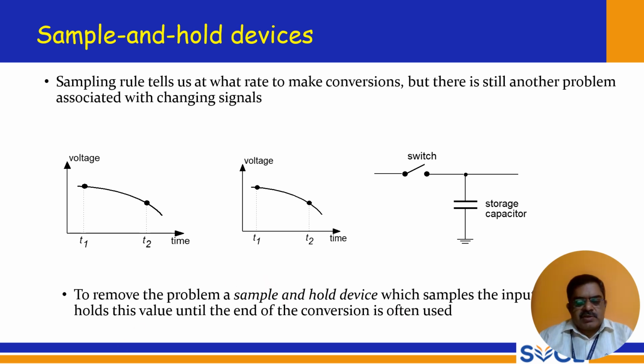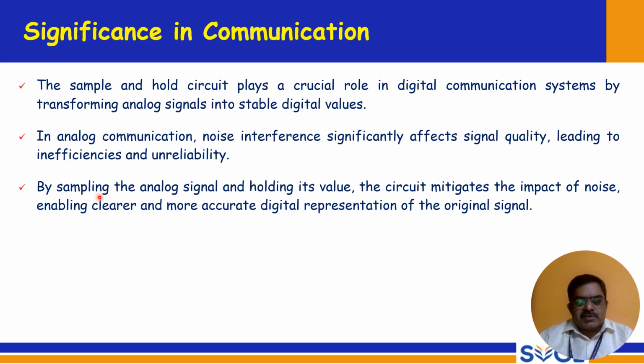Next is its significance in communication. The sample and hold circuit plays a crucial role in digital communication systems by transforming analog signals into stable digital values. In analog communication, noise interference significantly affects signal quality, leading to inefficiencies and unreliability. By sampling the analog signal and holding its value, the circuit mitigates the impact of noise, enabling clearer and more accurate digital representation of the original signal.